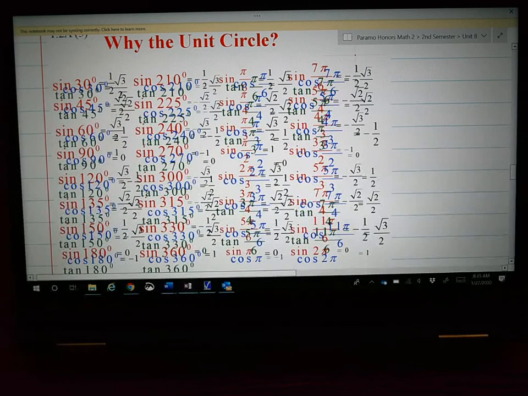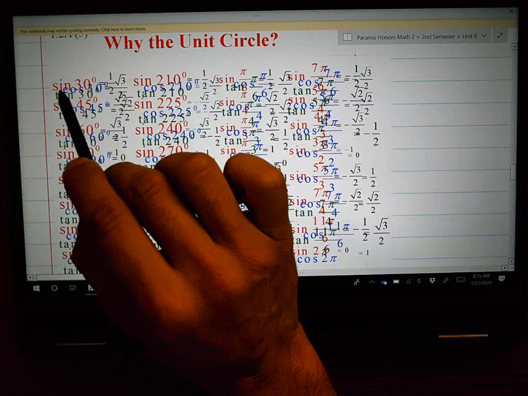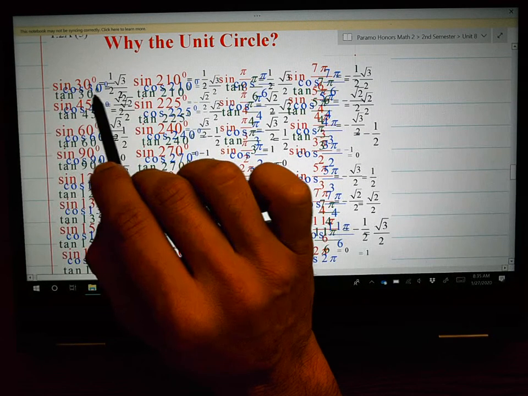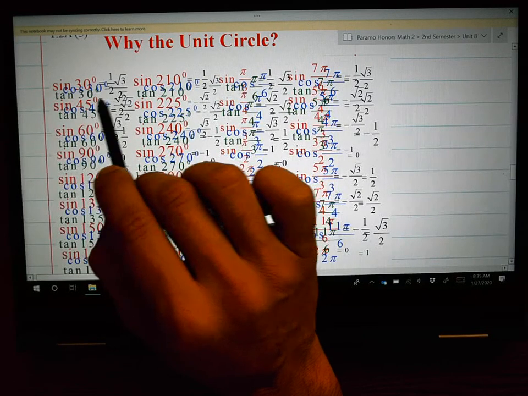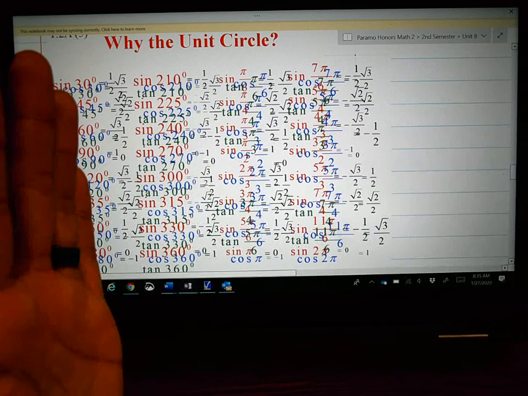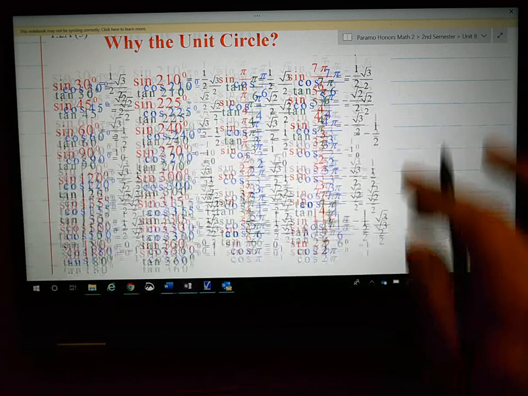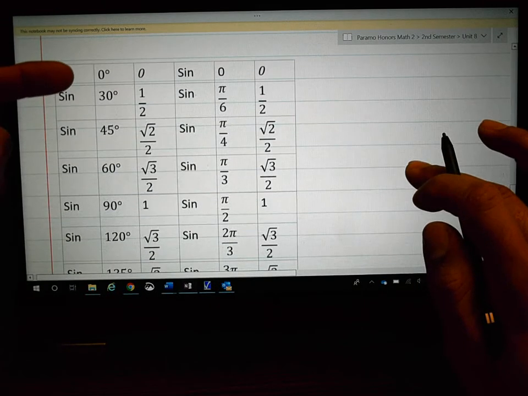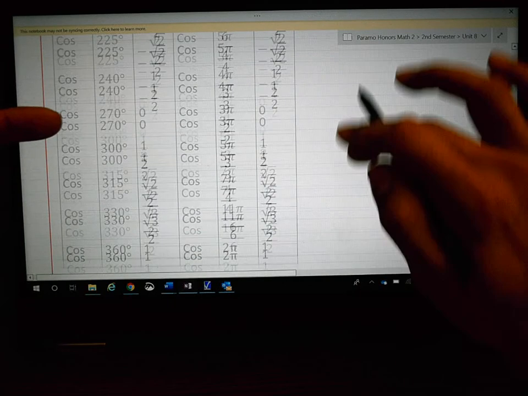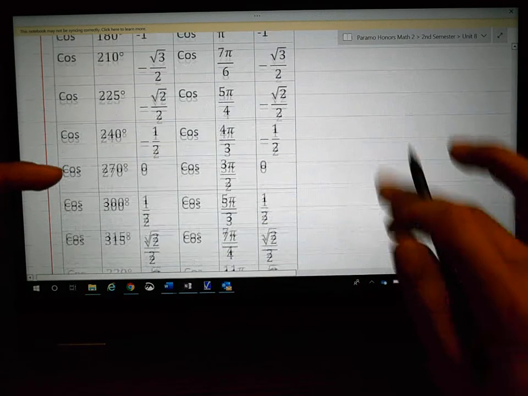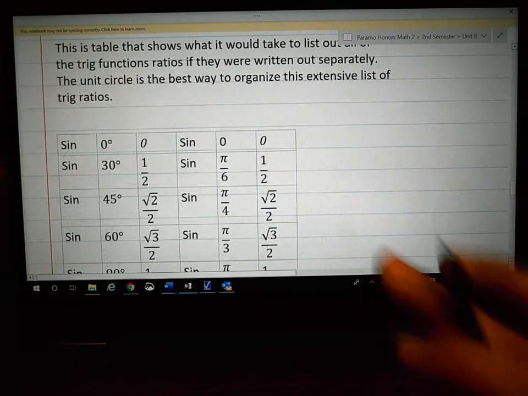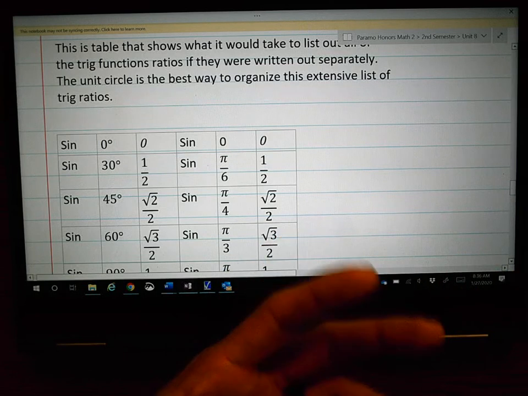This picture here represents, if I asked you to find the sine of 30, what would that ratio be? If I asked you to do the cosine of 30, what would that ratio be? If I asked you to find the tangent of 30, what would that be? And this is a list of all the ratios kind of sort of overlapping each other. If you think about what I've asked you to find, the sine of 30, or the cosine, or the tangent, and I were to write it out in list form, look at what this would have to look like if I had you list it out in a table. This table is huge. It's gargantuan.